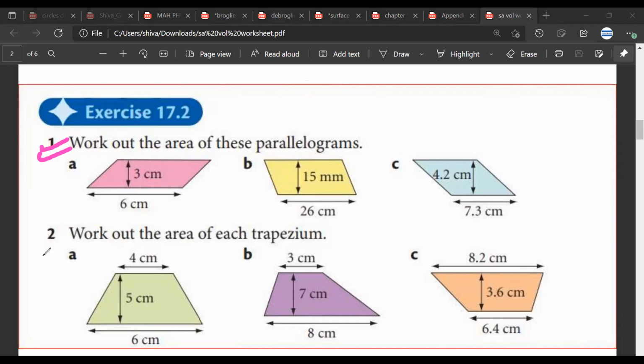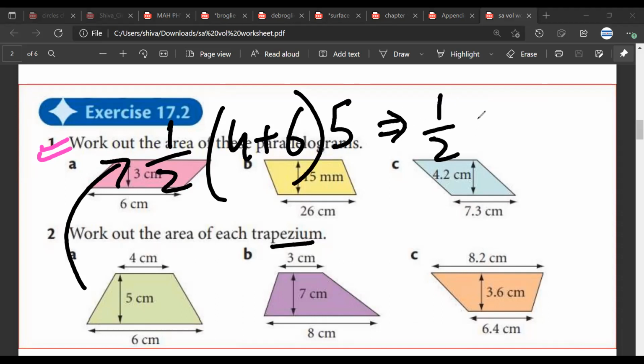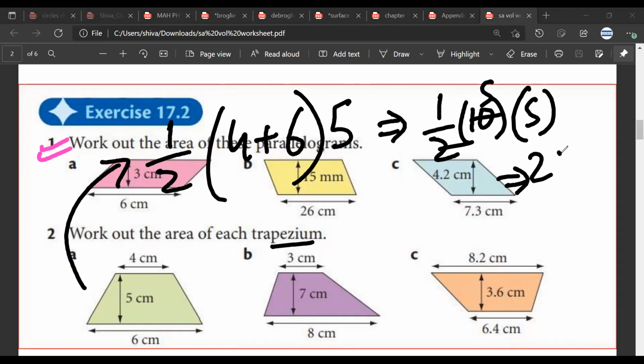Now let us come to the trapezium. Just tell me the formula, Mr. Sarthak. Yes. Half into (4 plus 6) into 5. Mr. Satya, is it correct? Yes, sir. And then you will calculate 2 5s, so the answer would be 25 centimeter square. Sarthak, is it correct? Yes.